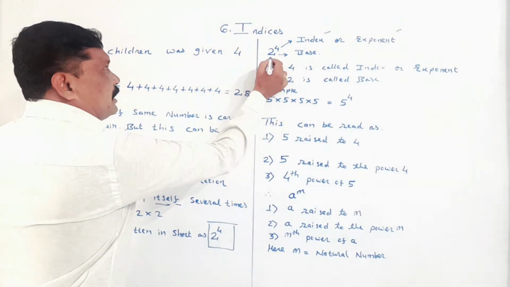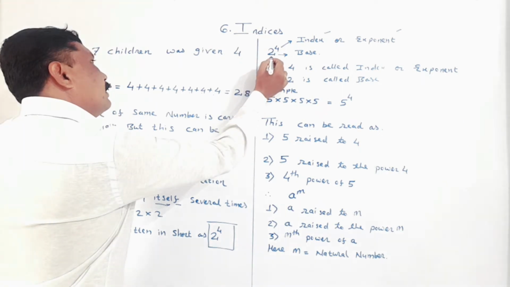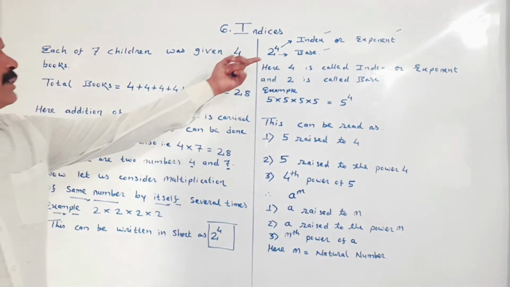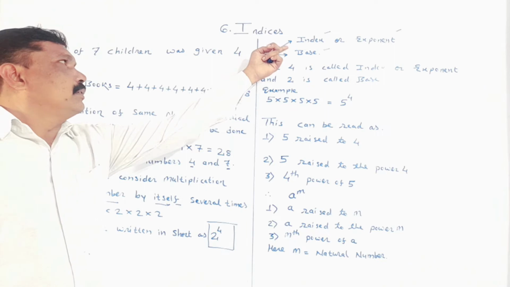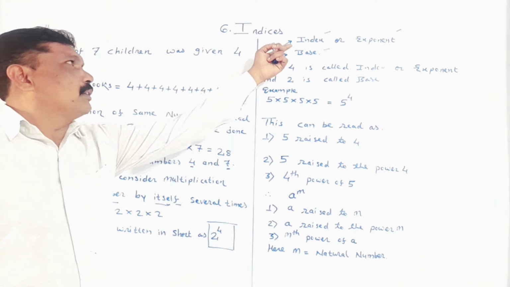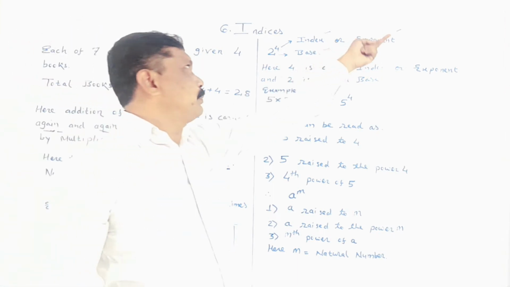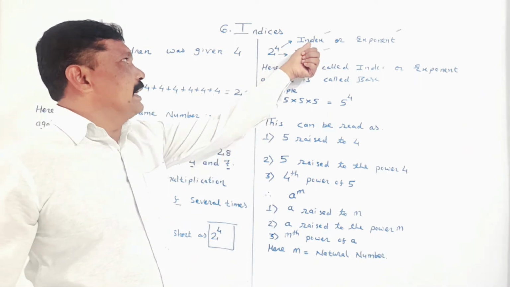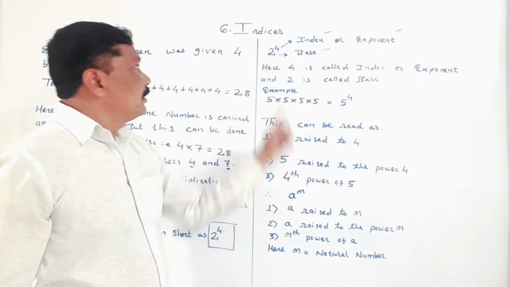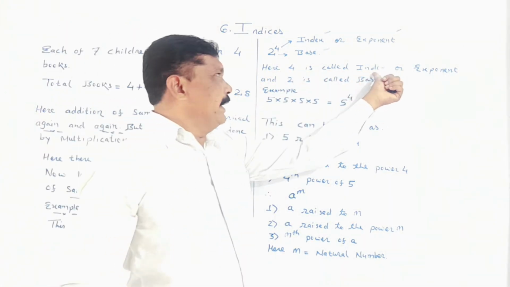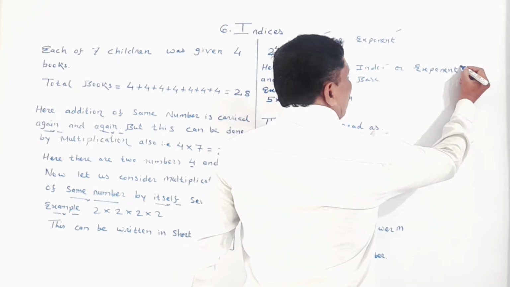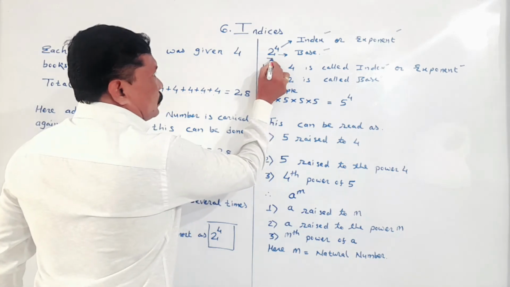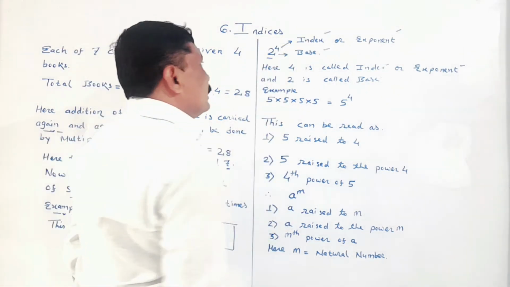Whereas the number which we write below is the base. So in this number, 2 with 4 above it, the upper number is the index or exponent and the lower number is the base. So 2 is base and 4 is index or exponent. Here 4 is called index or exponent and 2 is called the base.